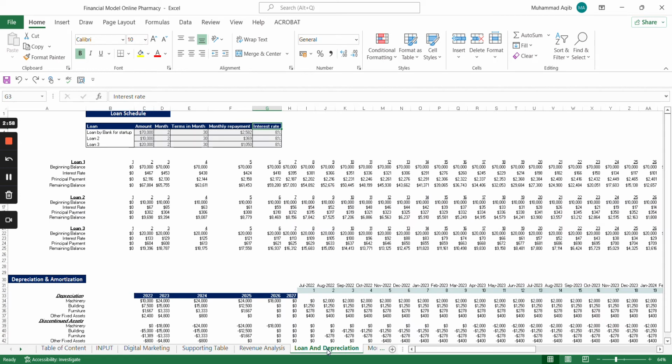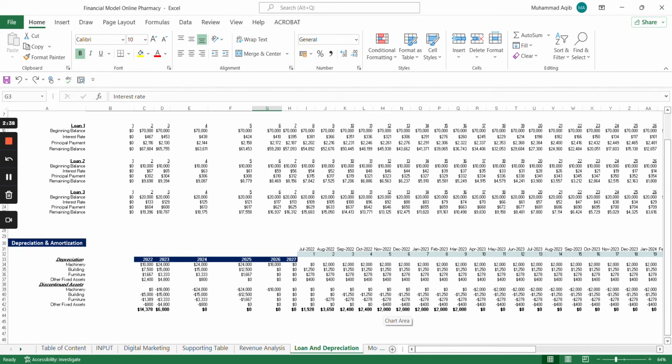Moving on to the loan and depreciation, this includes different loans as well as depreciation that has to be charged by the business. The loan sheet will allow the business to identify the interest and principal payments that have to be paid to the lender and to record them in the financial statements so the profit is not overstated and the financial statements are represented fairly. Similarly, depreciation expense has to be charged in the P&L and subtracted from the fixed assets, which will allow a fair representation of the financial statements.